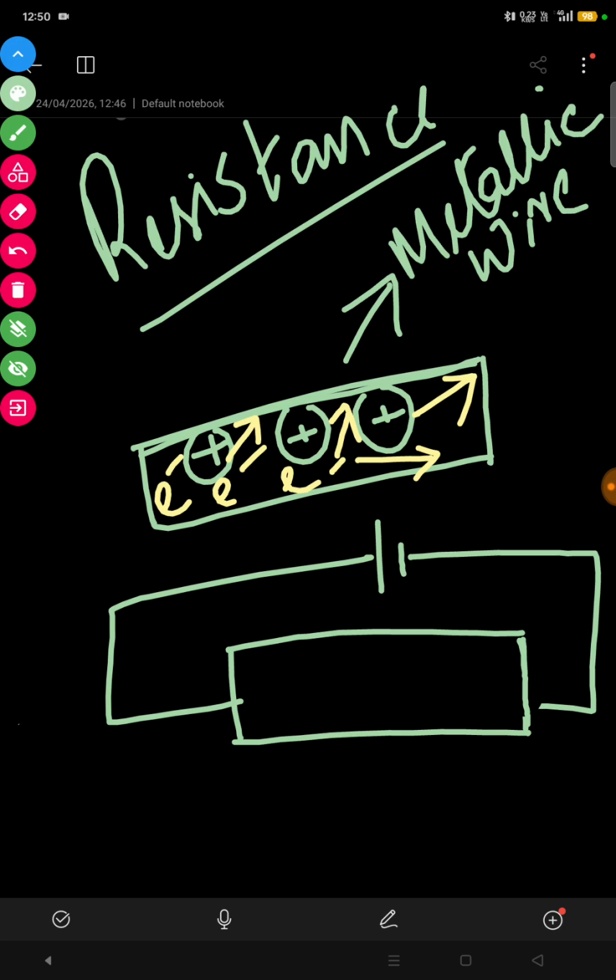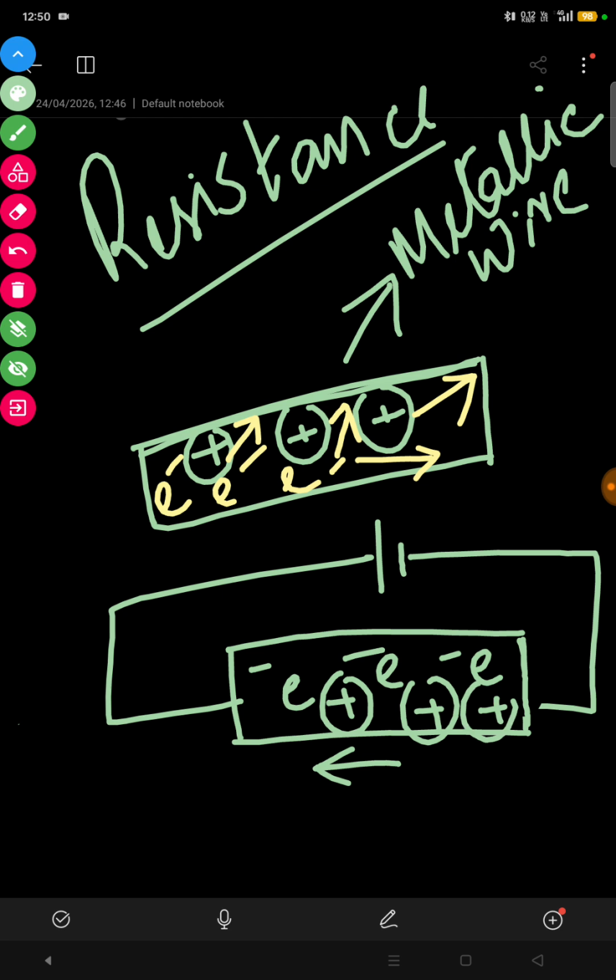the metallic wire. The electrons inside it start moving from the negative end to the positive end. In this direction, electrons flow. And in the meantime, they also collide with the positive ions.